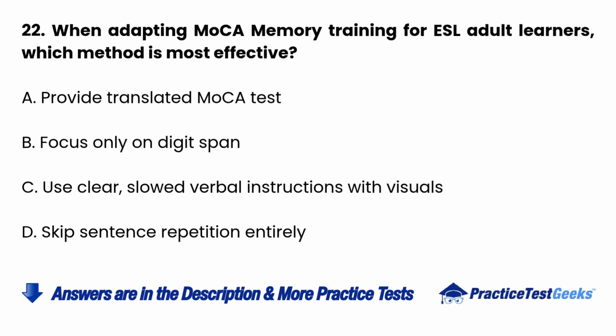22. When adapting MoCA memory training for ESL adult learners, which method is most effective? A. Provide translated MoCA test. B. Focus only on digit span. C. Use clear, slowed verbal instructions with visuals. D. Skip sentence repetition entirely.